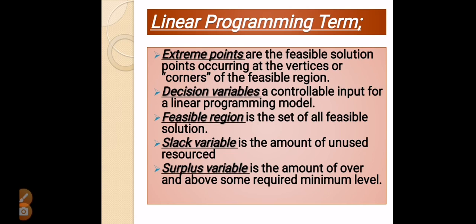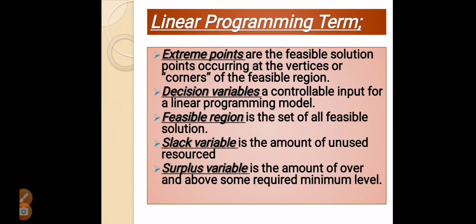Next are the decision variables. They are the controllable inputs for a linear programming model, and this is also known as divisibility. They are allowed to take on any real numerical values within some range specified by the constraints. That is, a variable is not restricted to integer values.